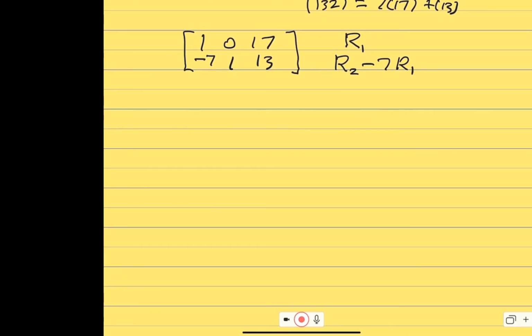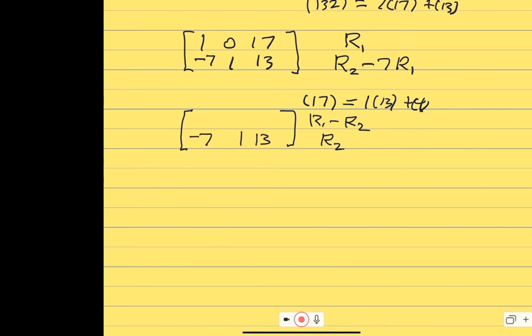So now we want to divide 13 into 17, and that 17 is just 1 times 13 plus 4. So this time row 2 is going to be the same, and row 1 is going to be replaced by row 1 minus row 2. That is going to give us minus 7, 1, 13. That stays the same, and the other row becomes 8, minus 1, and 4.